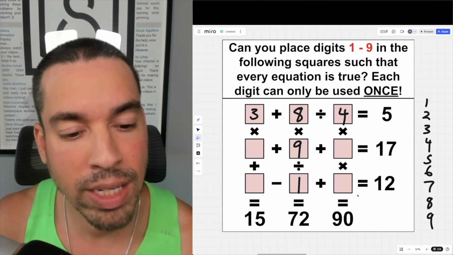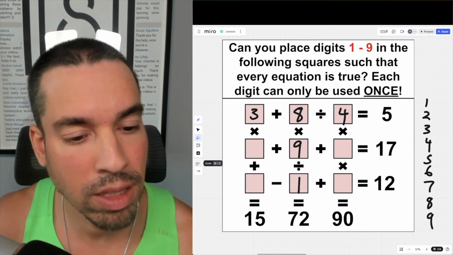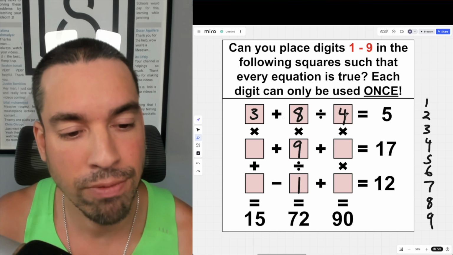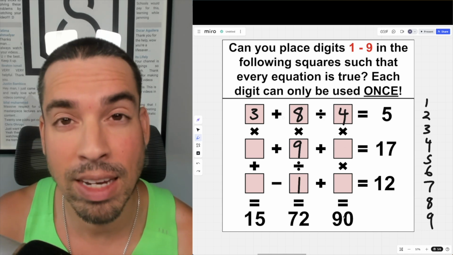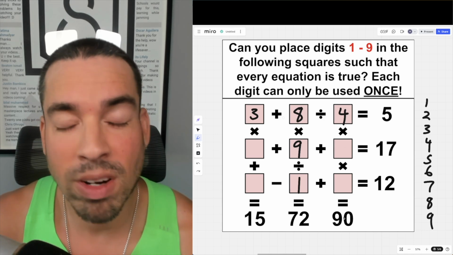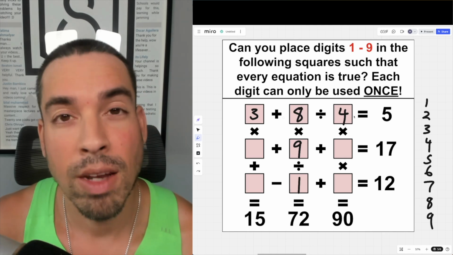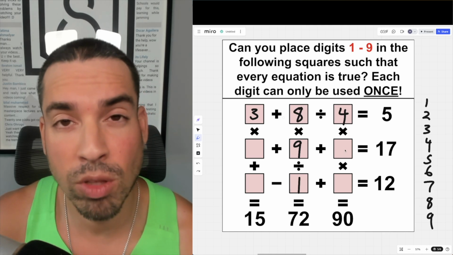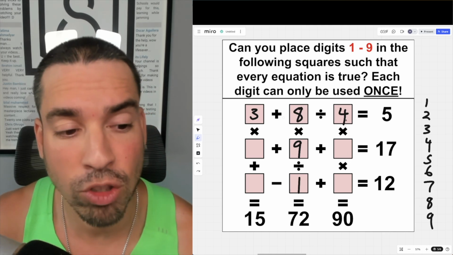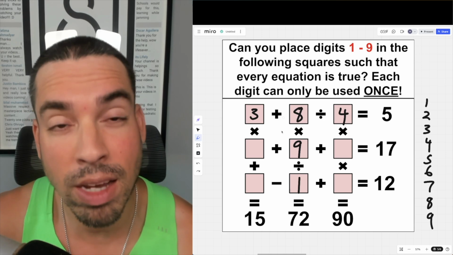But now when we get to this column, we see that we have a problem because we're getting 4 times something to get to 90. But the problem is 4 is not a factor of 90. 90 is going to be 2 times 3 times 3 times 5. Those are the prime factors. So we already know that we've now made a mistake and we're going to reset.